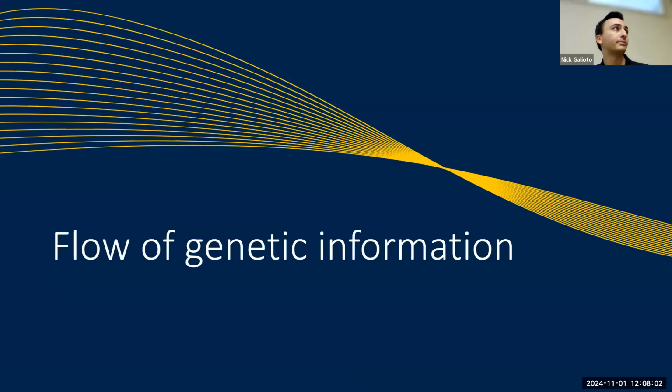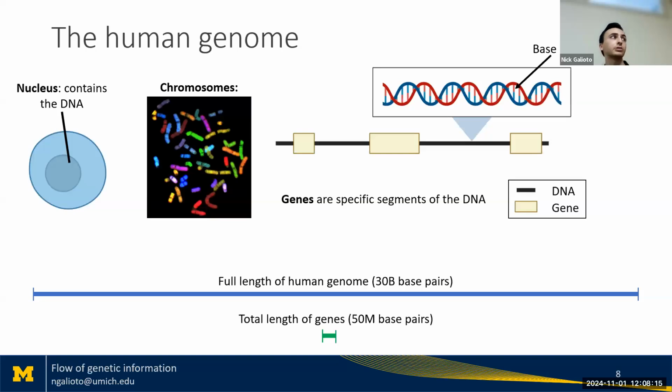So first, flow of genetic information. Biology is largely an information system where all the information is coded in the DNA and it is transported throughout the body to perform a lot of different cellular functions. So if we look at the human genome, where all this information is stored, at a high level, we have the cell and all the DNA is stored within this nucleus.